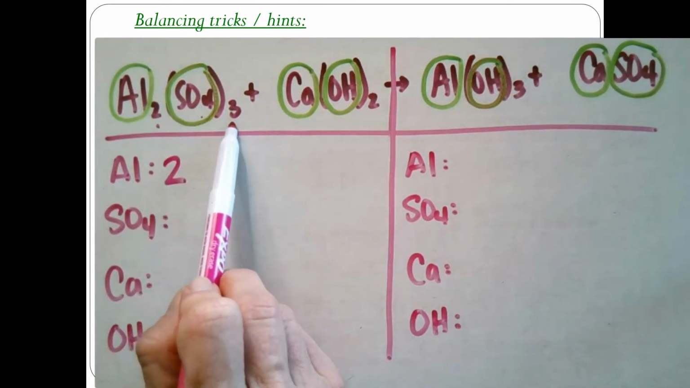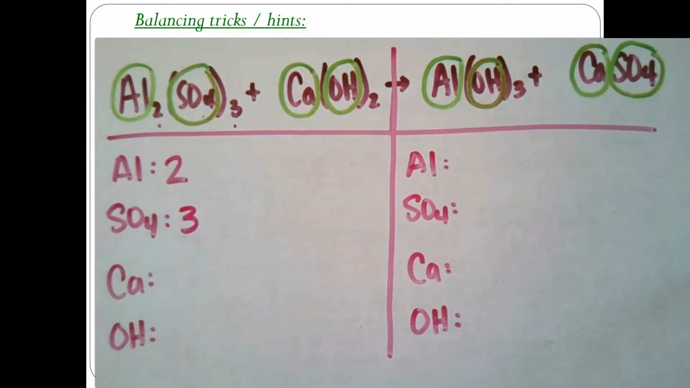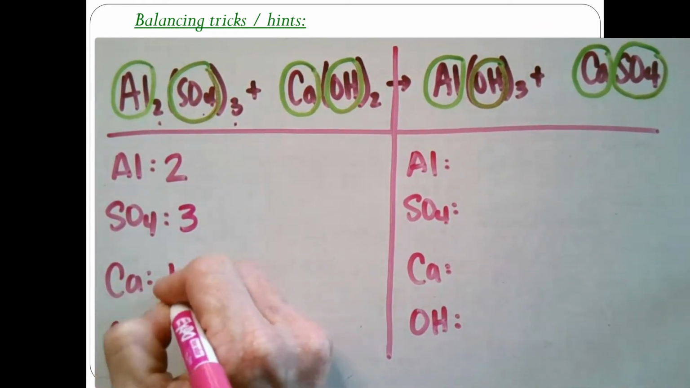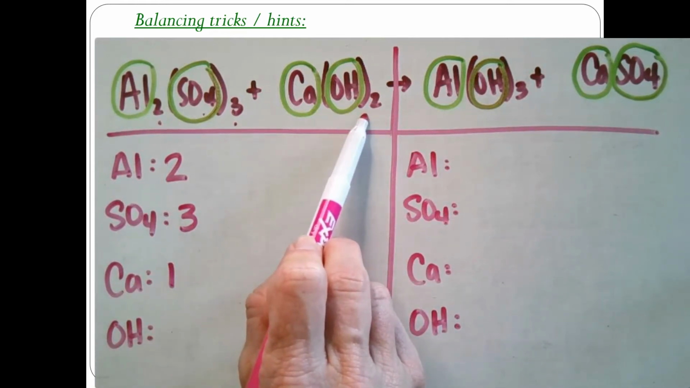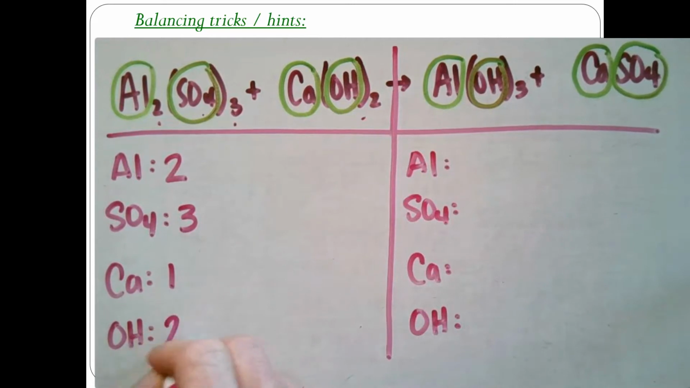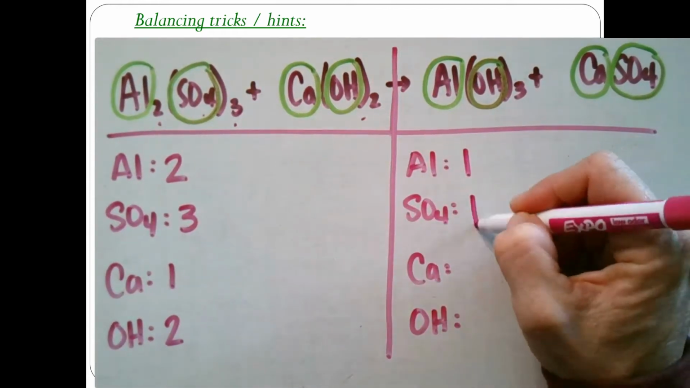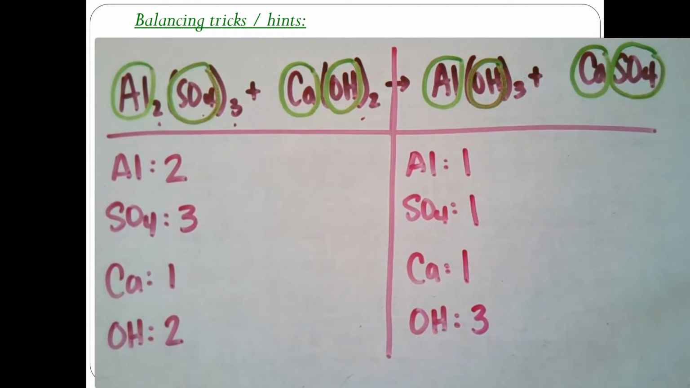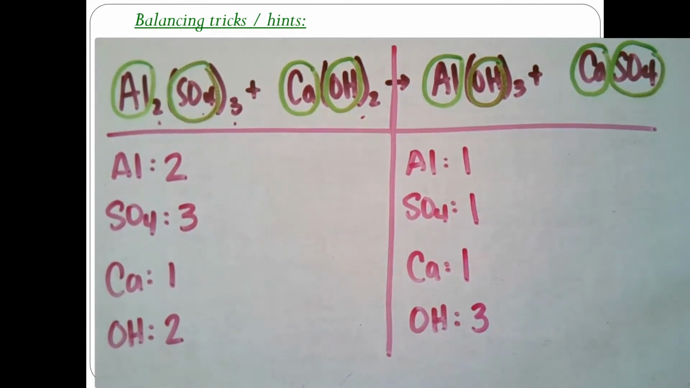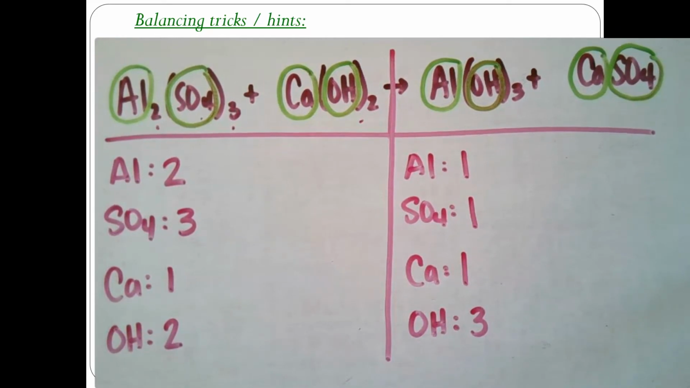SO4 has a 3 on the outside of the parentheses. That means I have 3 SO4s. Calcium, just 1. Hydroxide, once again, hydroxide has a 2 on the outside. That means I have 2 hydroxides. On the other side, I have 1 aluminum, 1 SO4, 1 Ca, and 3 OHs. Now that I have this part done, the balancing just looks the same as any other problem that we've done.